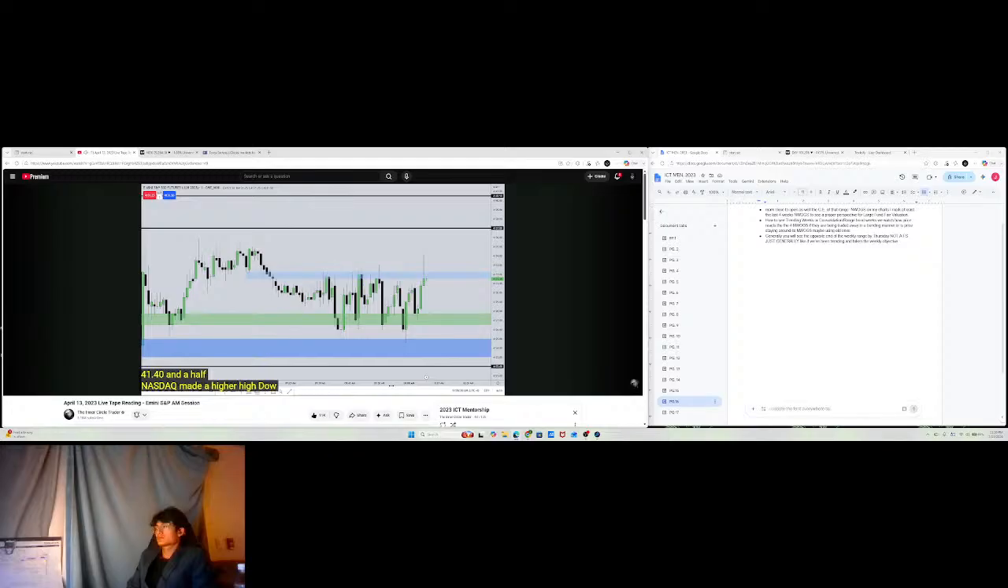NASDAQ made a higher high. Dow is still sleeping in the mud. Dollar is still meandering a little bit higher. Let's see here. Yeah, see, I don't like that. See what we just did there? All we did was spike through one more time. I would have rather seen it close on that candle and then open a new candle and then trade down. That's what I would have rather seen.